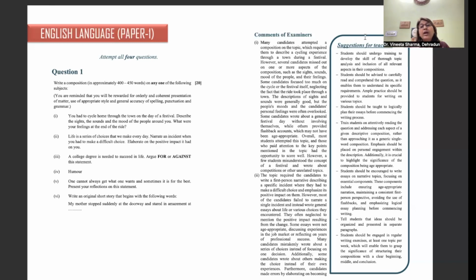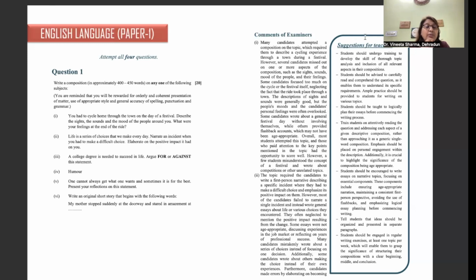Okay, and then they have very specifically asked for sights, sounds, mood of the people, and your own feelings. So all these points have to be elaborated. It's always advisable to form different paragraphs for that. Please understand, if you do not form paragraphs, आप एक ही सांस में लिखते चले जाते हो, the whole composition you are writing in one paragraph only, you get -2 for that. Okay, so please don't lose marks like this.